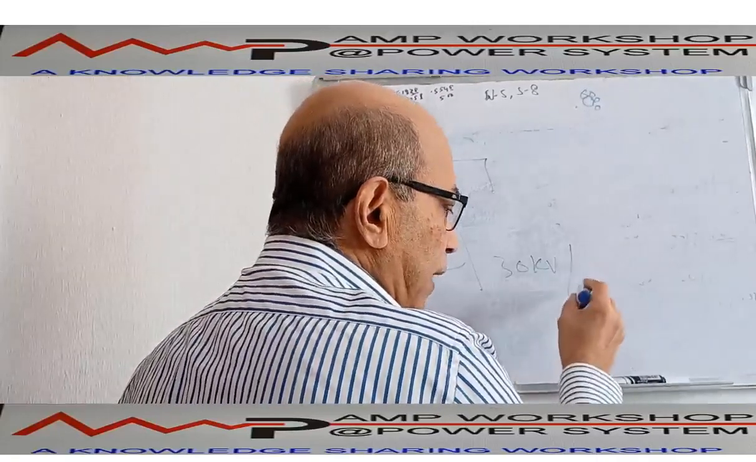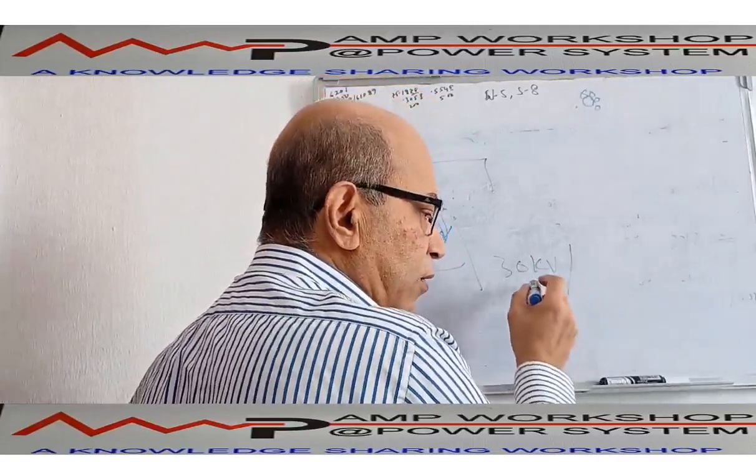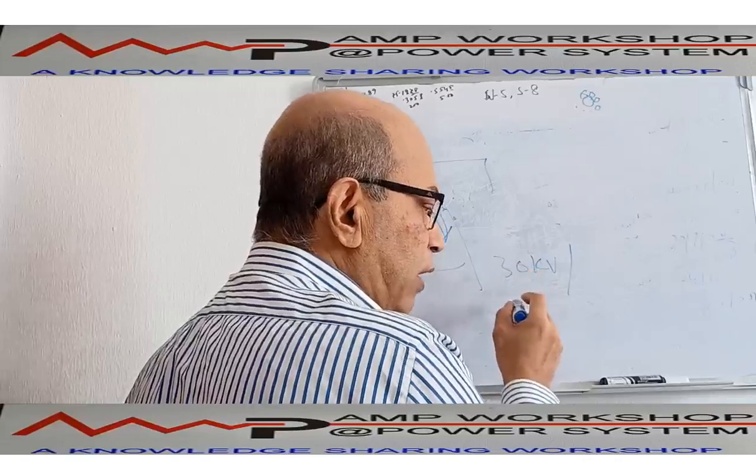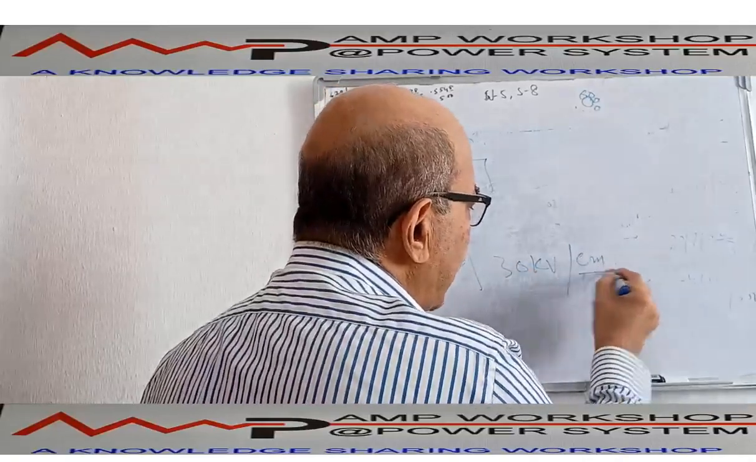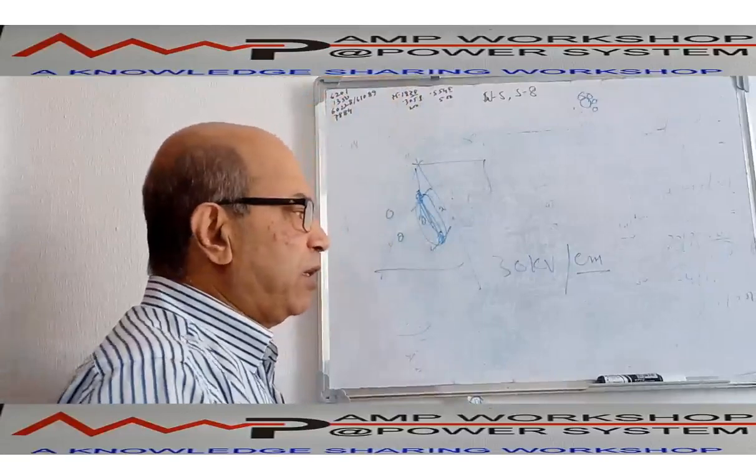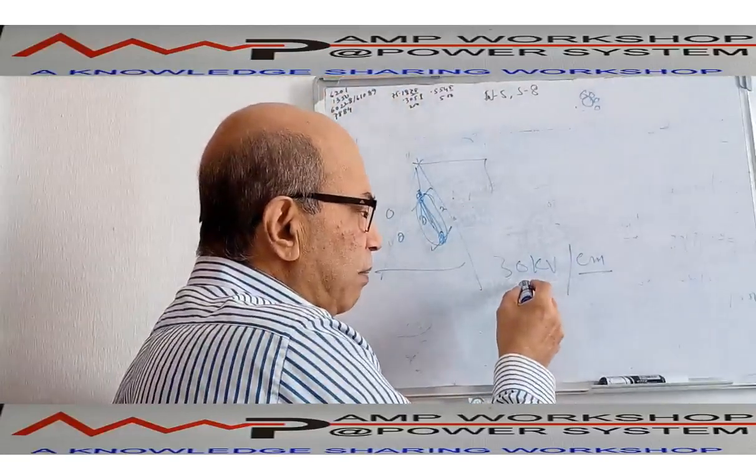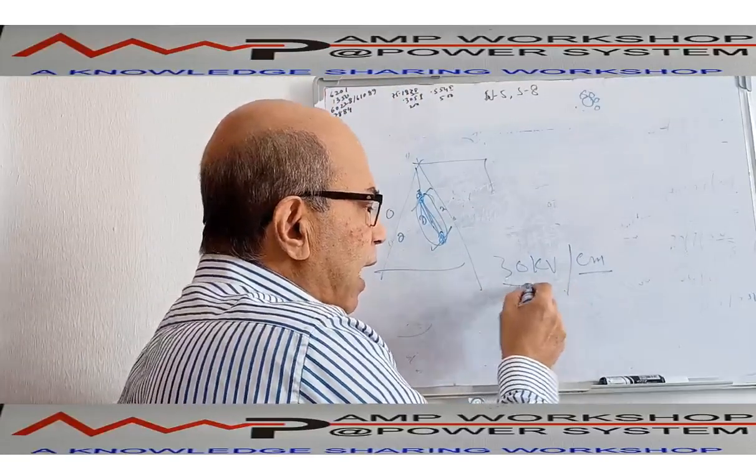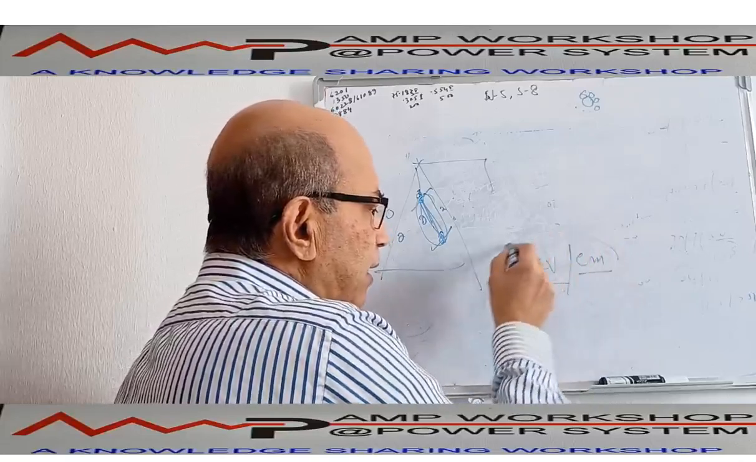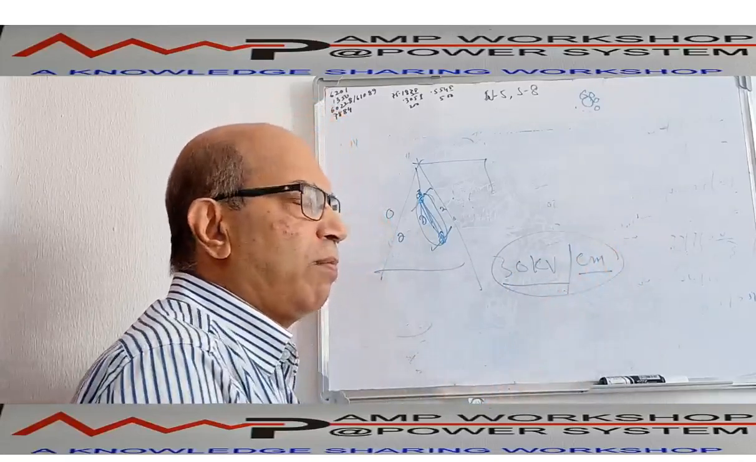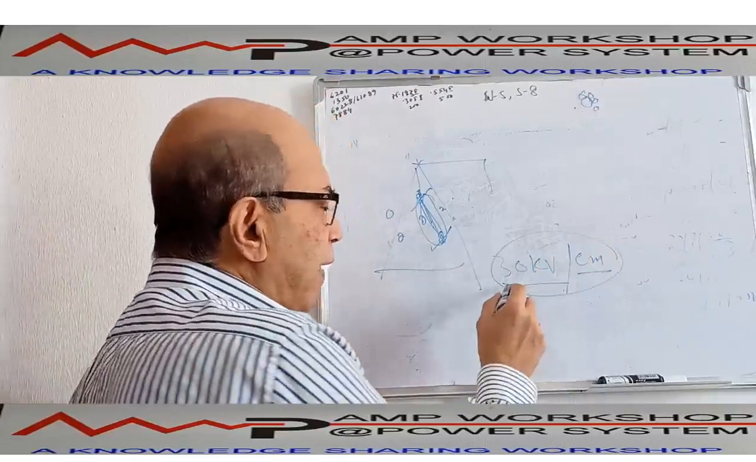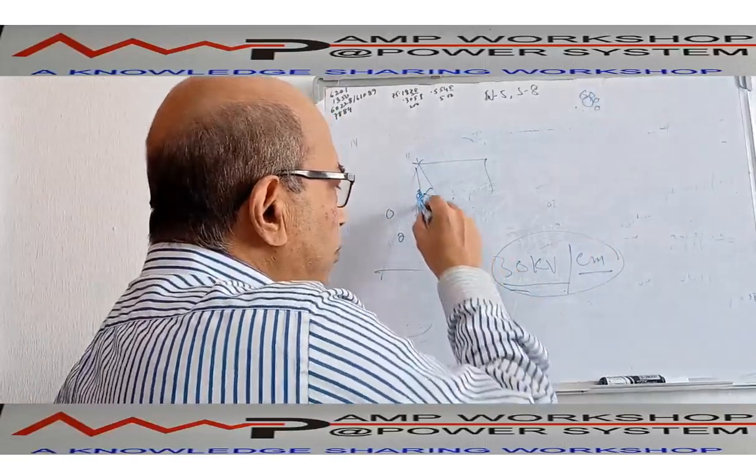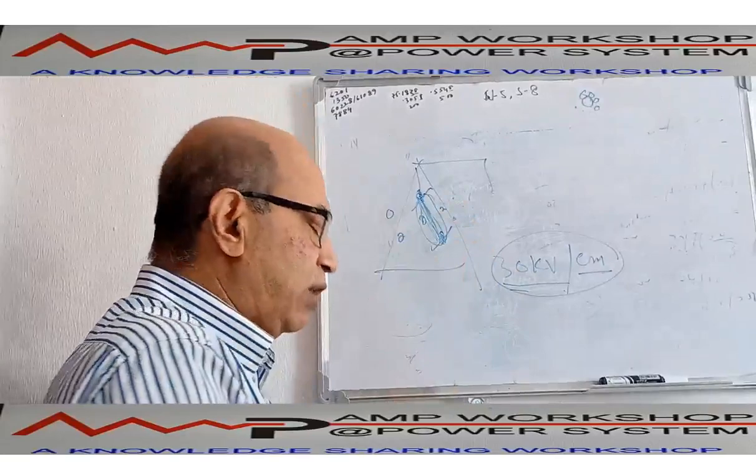30 kV per centimeter is the insulation value we consider for dry air at 1 atmosphere pressure, 25 degree centigrade temperature and normal conditions. This is the insulation capacity of the air, 30 kV per centimeter, and based on that we decide the porcelain distance or the insulation distance.